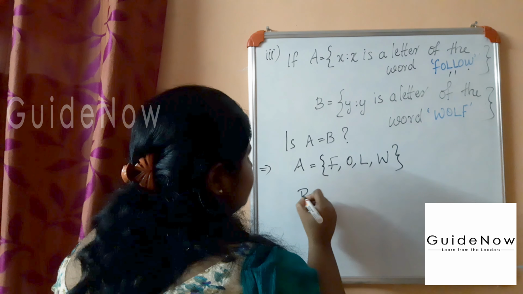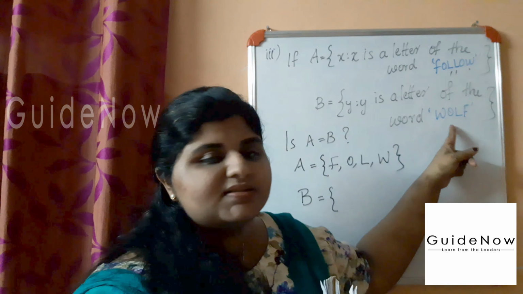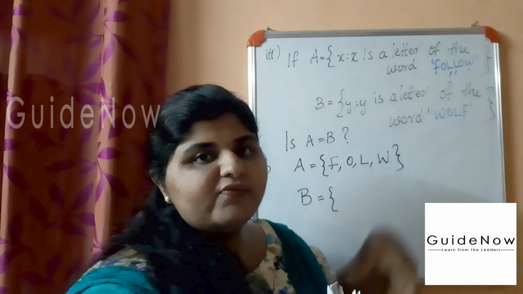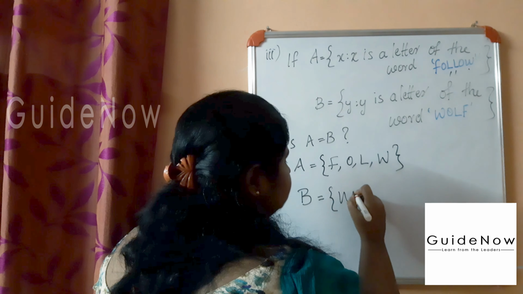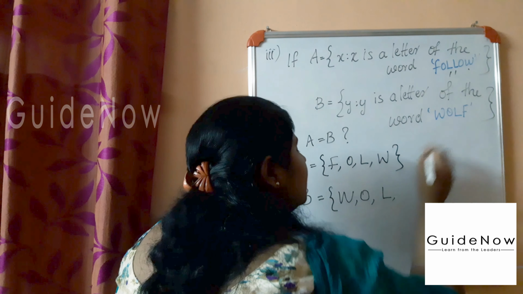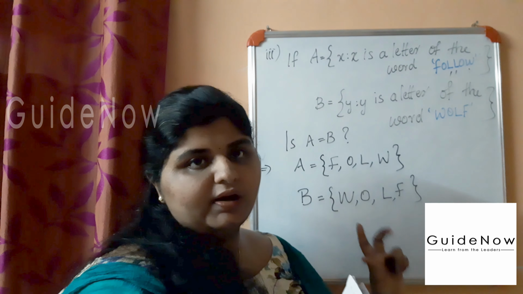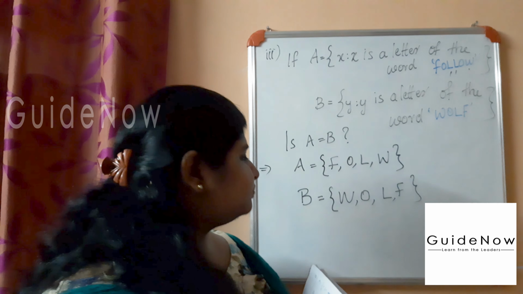Next you have to write the roster form for set B. The word is WOLF. We will have W, O, L, F. No letter is repeating here, so just write W, O, L, F.